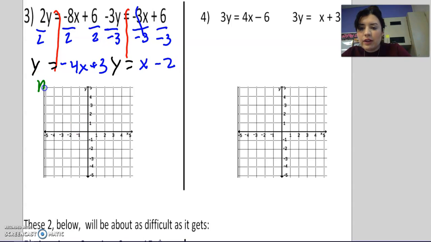Now we're just going to find m, which is negative 4, and any whole number is over 1. And b is a positive 3. So on the y-axis, we go up to 3 and plot our point. It's negative 4, so we go down 1, 2, 3, 4, and right 1. Down 1, 2, 3, 4, and right 1.